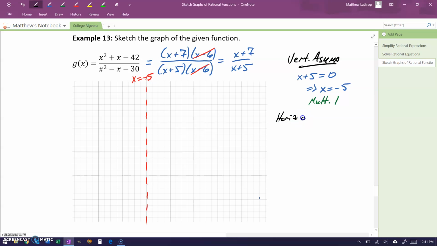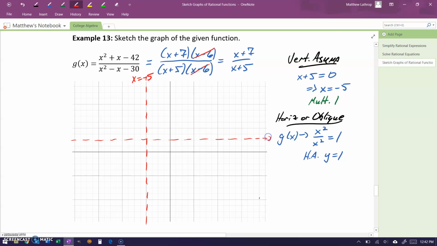We can also consider any horizontal or oblique asymptotes by considering our function g of x approaching x squared over x squared, which is equal to 1. Since all of our variables cancel out, that means that we have a horizontal asymptote occurring at y equals 1. I'm going to go ahead and just redraw that and not space things out so much. So I'm going to use that very first line as y equals 1. So we have our only horizontal asymptote, which means we have no oblique asymptote, and just a single vertical asymptote.